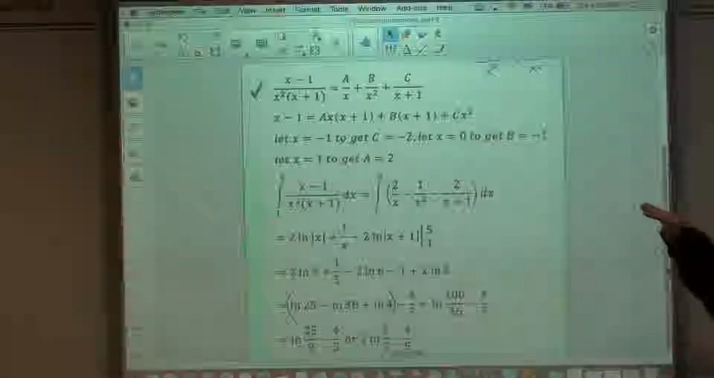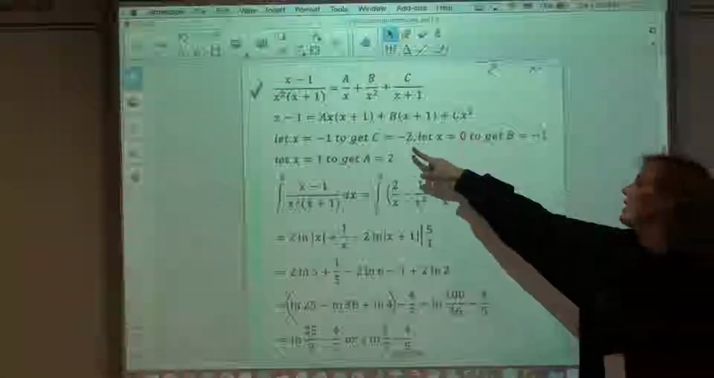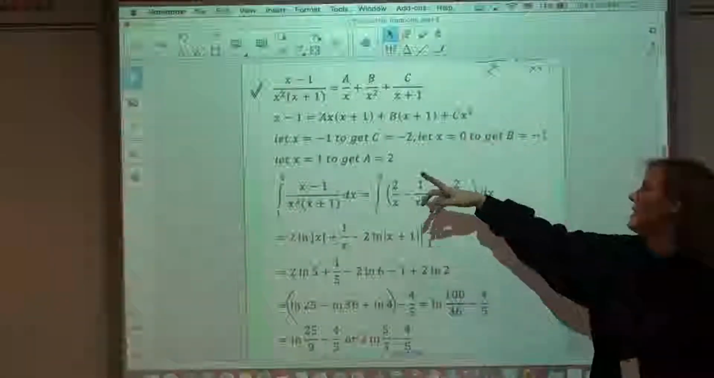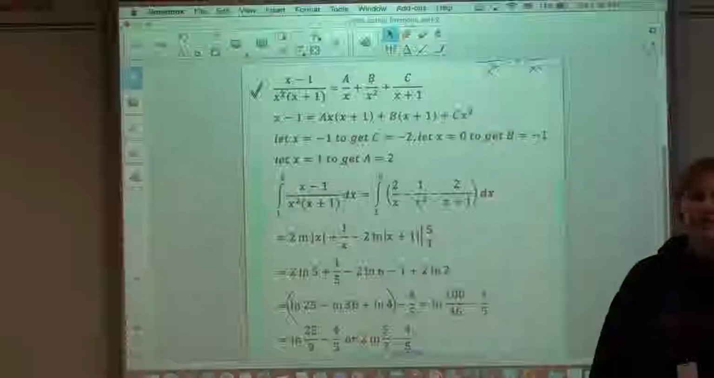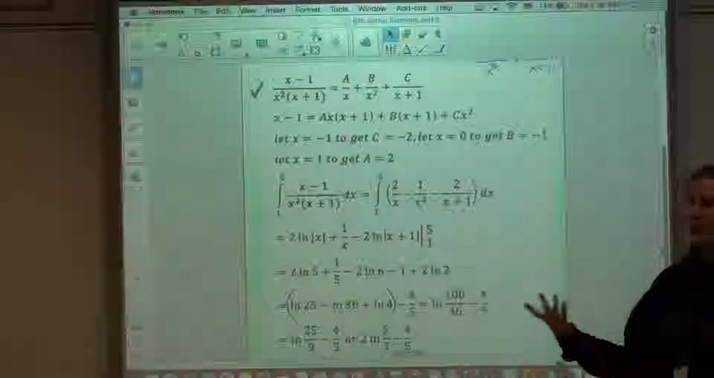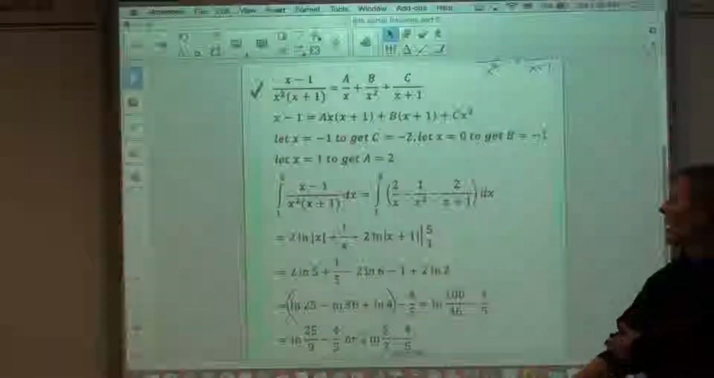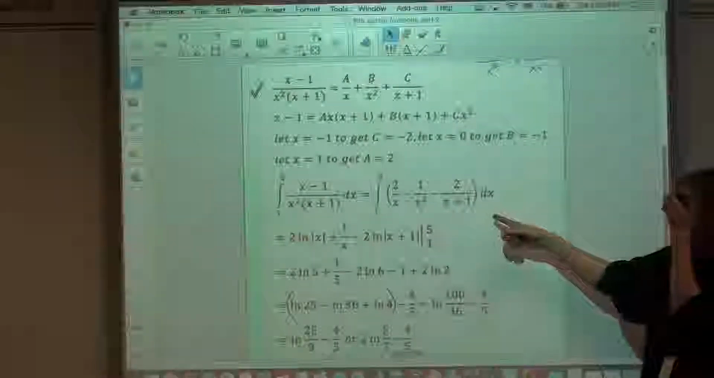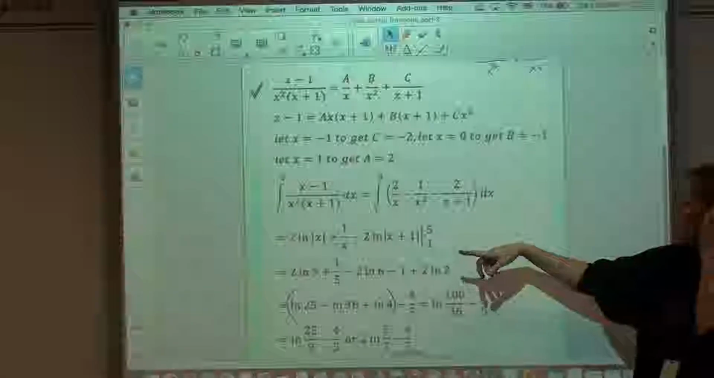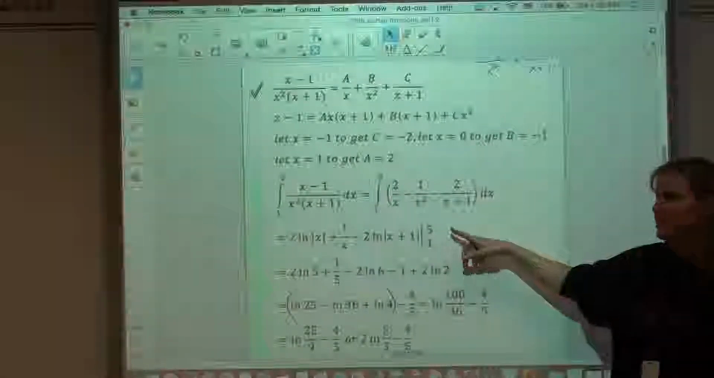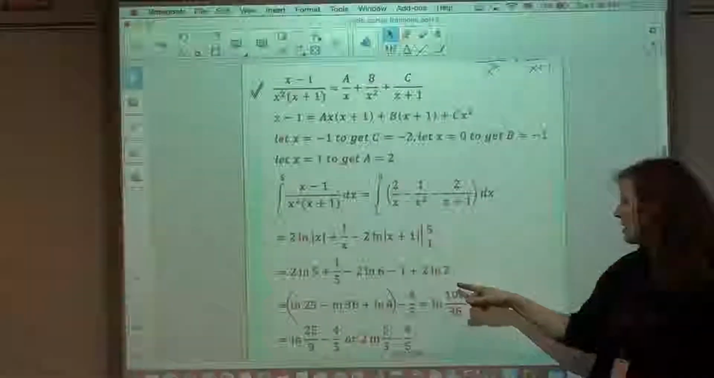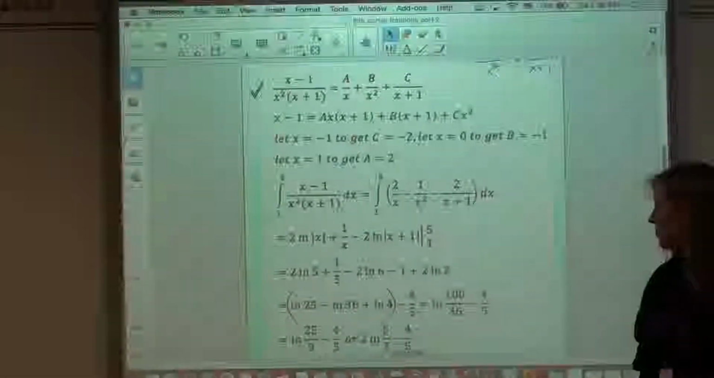And so I got a C of -2, a B of -1 by plugging in a -1 and a 0, and then I just picked 1 to find out that A was 2. But you can pick any number you want to plug in. Once you get that and you rewrite your integral with the partial fractions, the only difference between this and what we did yesterday is this is a definite integral, so you have to plug the numbers in, right? So plug in a 5, subtract plugging in a 1, and you end up with this.